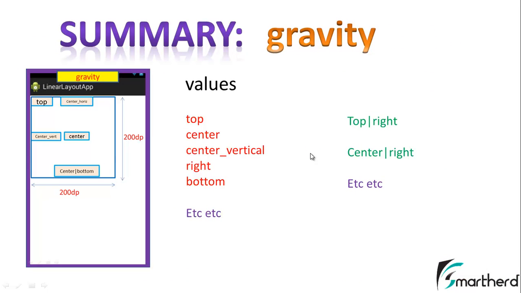Now let us summarize the gravity attribute in linear layout. You can use values like top, center, center vertical, right, bottom, etc. to align the content of the text view from here to there, whatever you want. You can also use combinations of values: top, then the pipe sign, then right, will align your text at the top right of the screen. If you use center right, your text will appear at the center right of the screen. Similarly, bottom right of the screen, center bottom of the screen. In this way, you can use many combinations of values to align your text anywhere you want. So this is all about the attribute gravity.